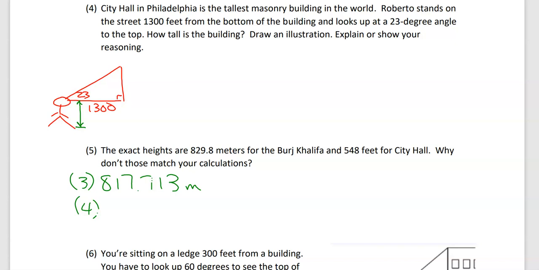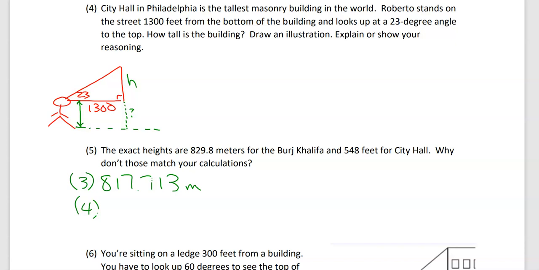So problem number 4, the largest masonry building in the world is in Philadelphia. Roberto is standing 1,300 feet from the building, looking up at an angle of 23 degrees to see the top. And again, we're looking for the height. Keep in mind that the height does not include the distance from the person's eyes to the ground. So the answer is going to be off by at least 4.5, 5 feet or more.